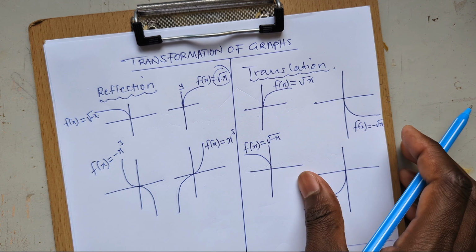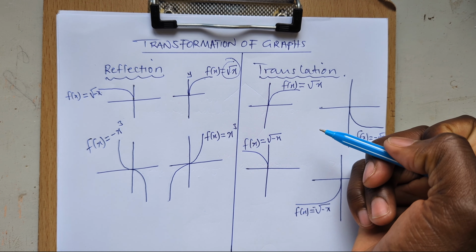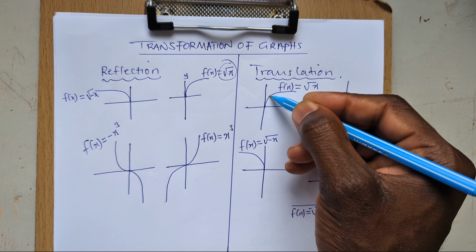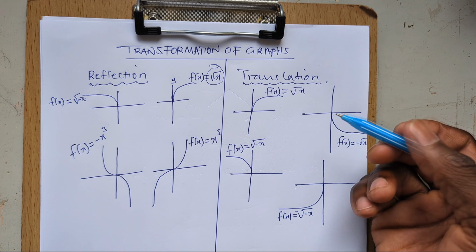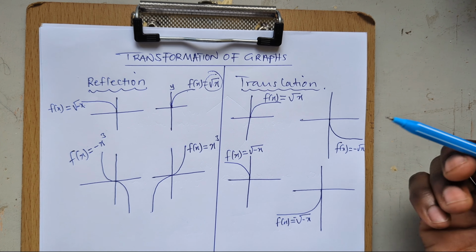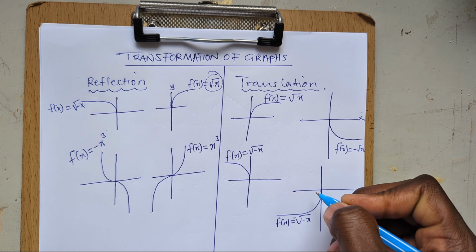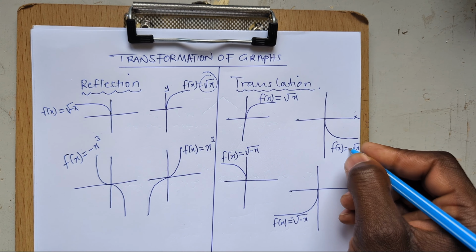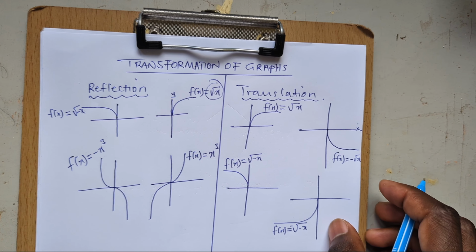If you come to translation, a graph can only translate if a negative is outside the function itself. If this is the original function, you'll notice that your graph, of course, has to be translated over the x-axis when you have a negative outside the function. Here is our negative which is outside the function. That's why the graph is translated.